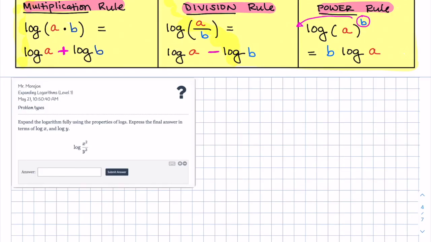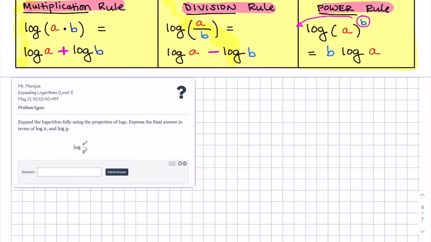Alrighty, good morning everybody, Mr. Motorhorn here, and in our previous video, I talked about where these log rules or properties come from, and I wanted to show you with a couple of these Delta Math problems how we could apply these rules to either expand or condense logarithms. This one specifically I'll talk about expanding. In another one I'll talk about condensing, but they're pretty much similar processes, just going backwards.